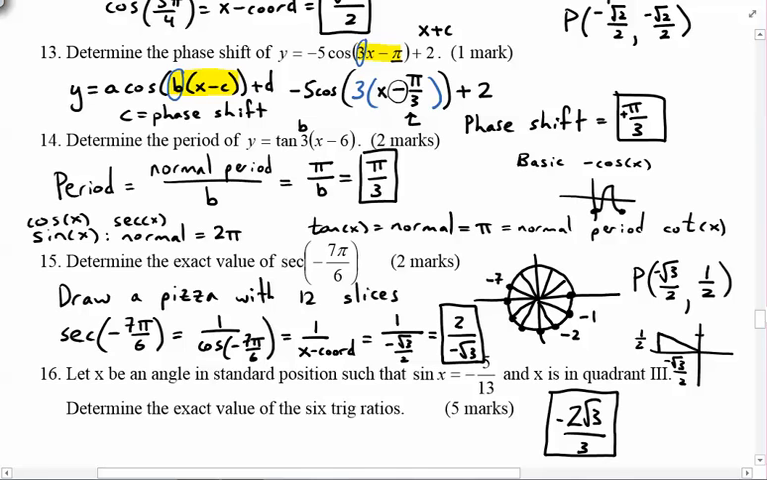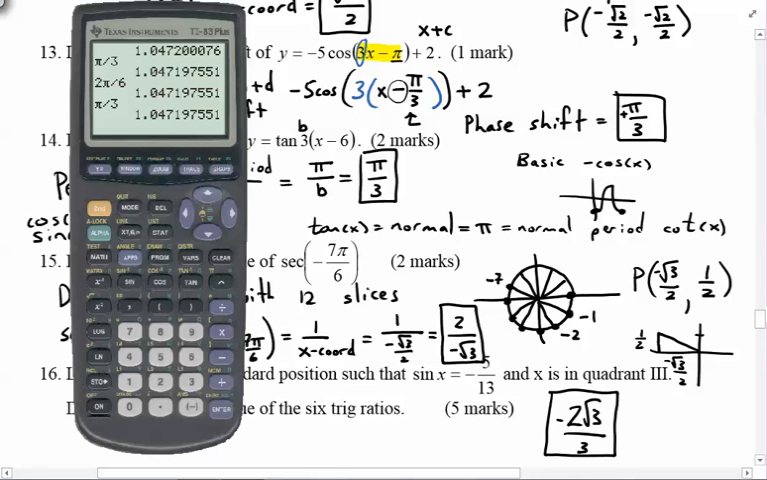Now to check on your graphing calculator, we don't have a button that has secant. But what I can do is I can go 1 divided by cosine and type in negative 7 pi over 6. And hopefully I'll get 2 over negative root 3. So if I check my answer, I've got to also plug in 2 over negative root 3 and see if those numbers are the same. And they are, so I did it correctly.